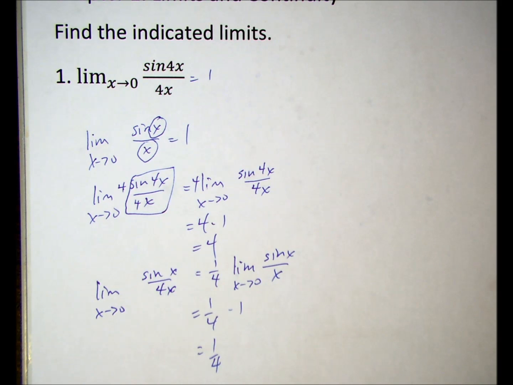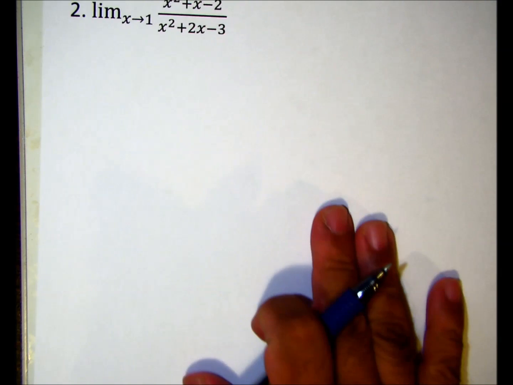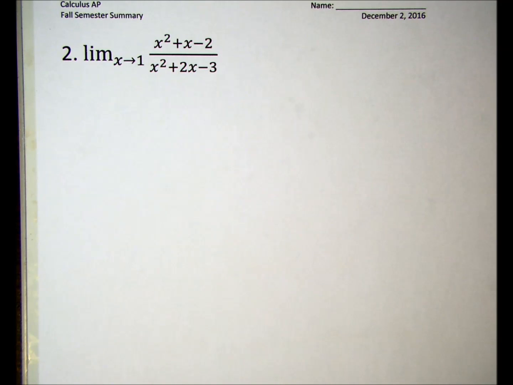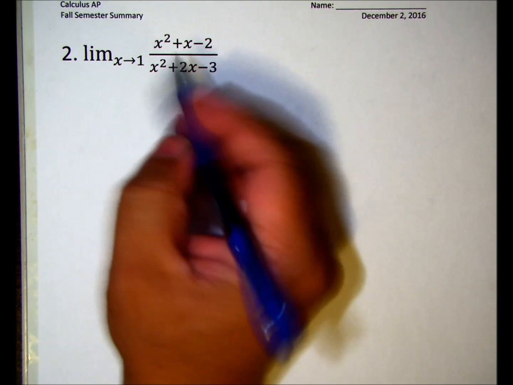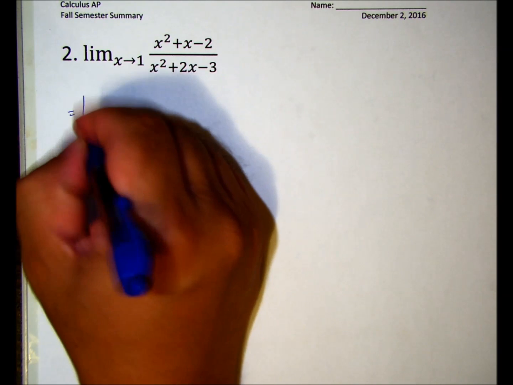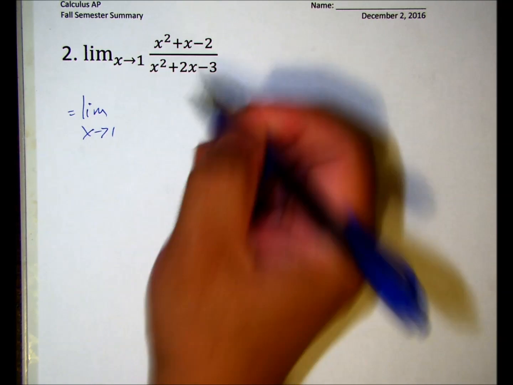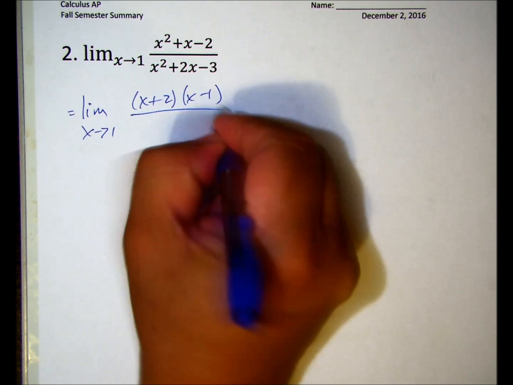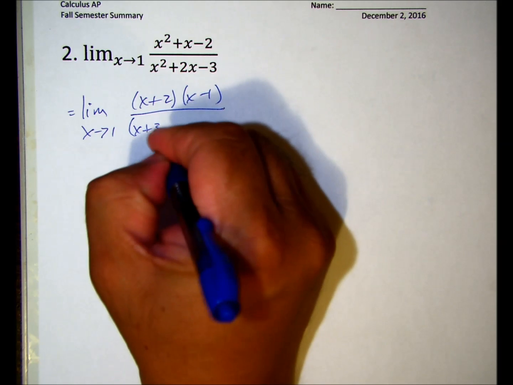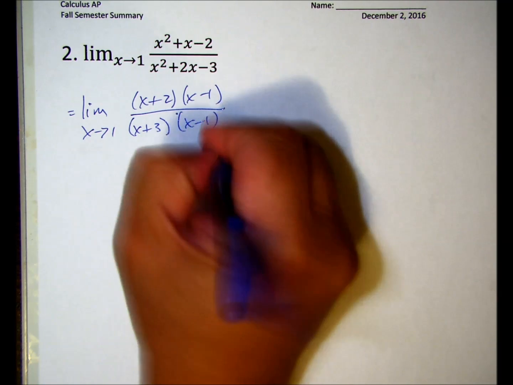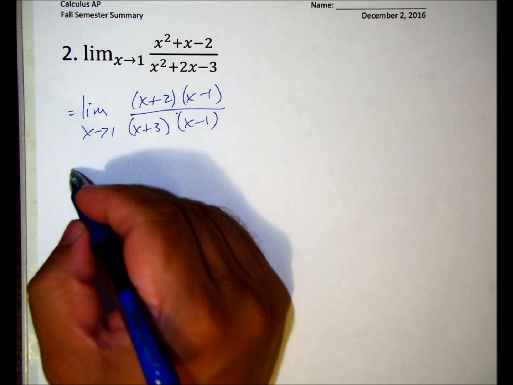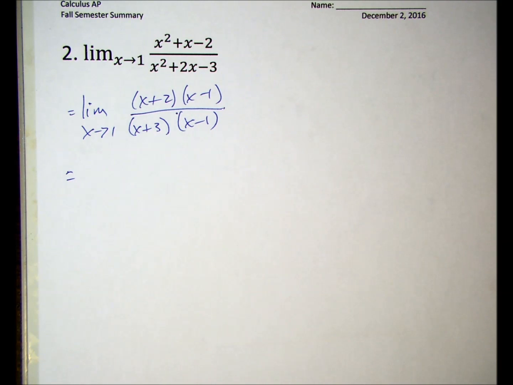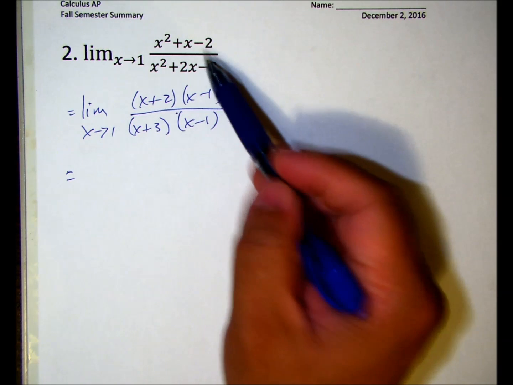Let's see the next problem if I can find it. Alright, in this problem we want to factor. That's going to be x plus 2, x minus 1. It's going to be x plus 3, x minus 1. So we're going to cancel out the x minus 1. As it turns out, if we plug in the 1, we get 0 over 0.